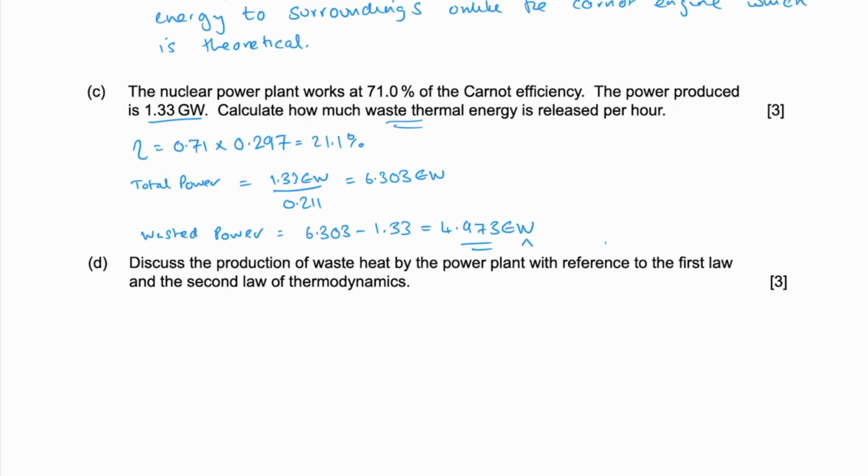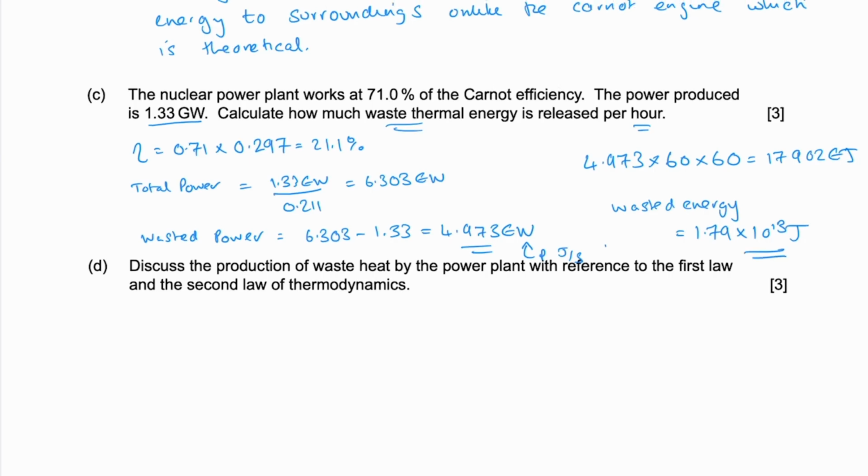And we know it's per second because that's power, which is joules per second. So we want to find it per hour. So we take this value here, 4.973 gigawatts. We multiply it by 60 to make it per minute. Multiply it by another 60 to make it per hour. And that gives us a value of 17902 gigajoules. So our wasted energy, let's put it into a nicer format, is equal to 1.79 times 10 to the 13 joules.